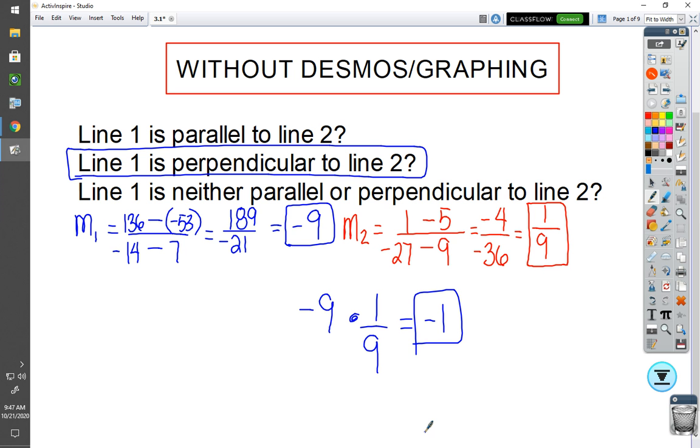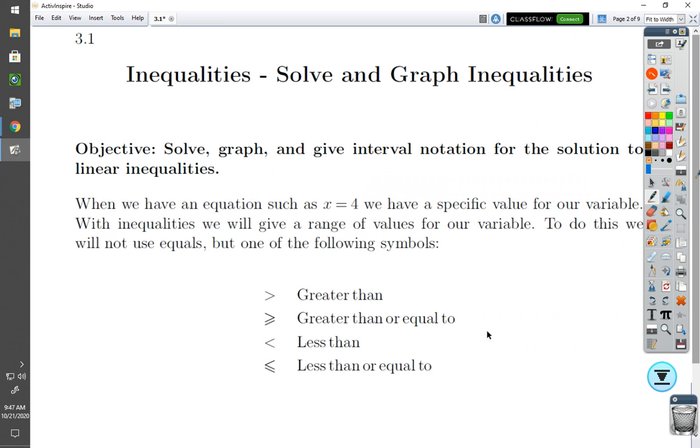That question pops up a lot, stuff like that you can be able to do without any calculator or graphing technology. So let's go to 3.1. 3.1 is inequalities. We'll start our inequalities on a number line, and then we'll move ourselves to graphing them pretty soon. But for right now, it's just simply solving and graphing inequalities.